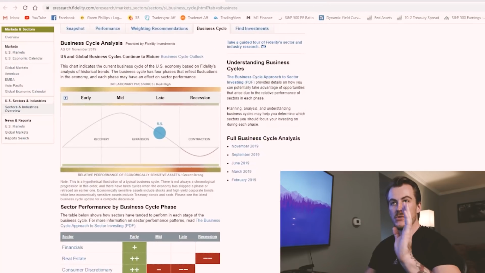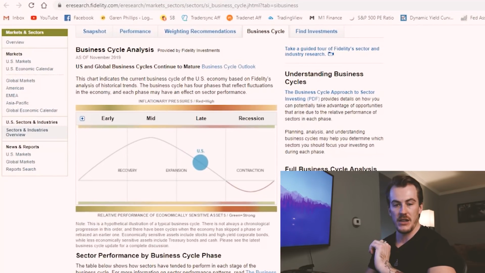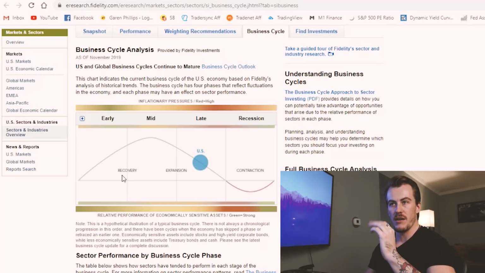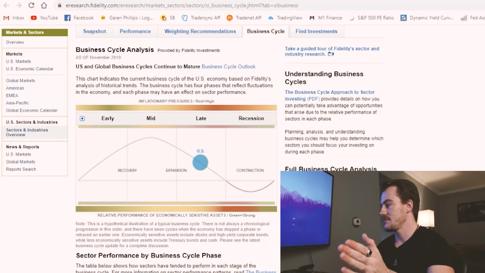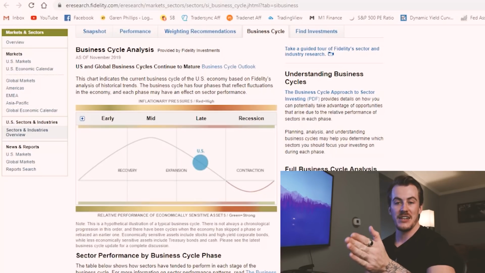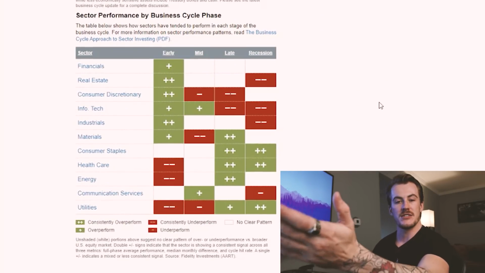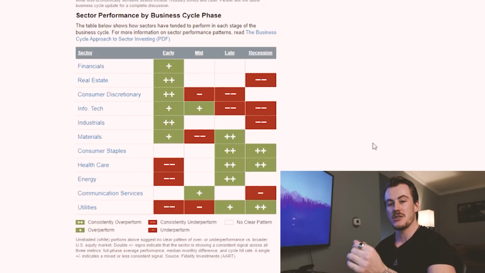Now, let's jump over to this website. This is actually fidelity.com, and you can see the business cycles here. So we have early, mid, late, and recession. We are currently in the late cycle. We're pretty much hitting recession now. This crash in the market could turn into a recession if we don't get the economy back to work. But if you look down here, you will see that there are sectors to the market, and these sectors will perform better or worse depending on what point we're in.